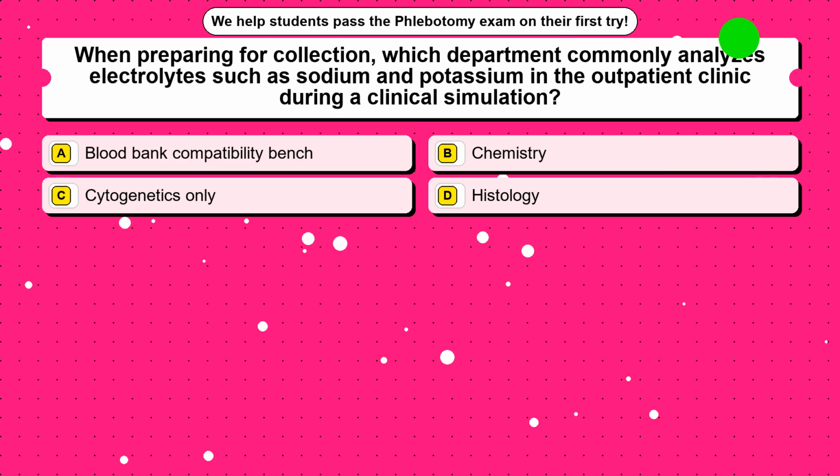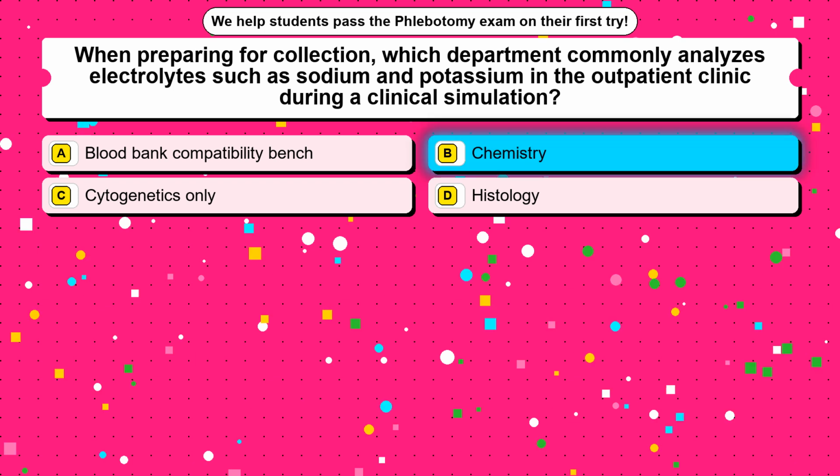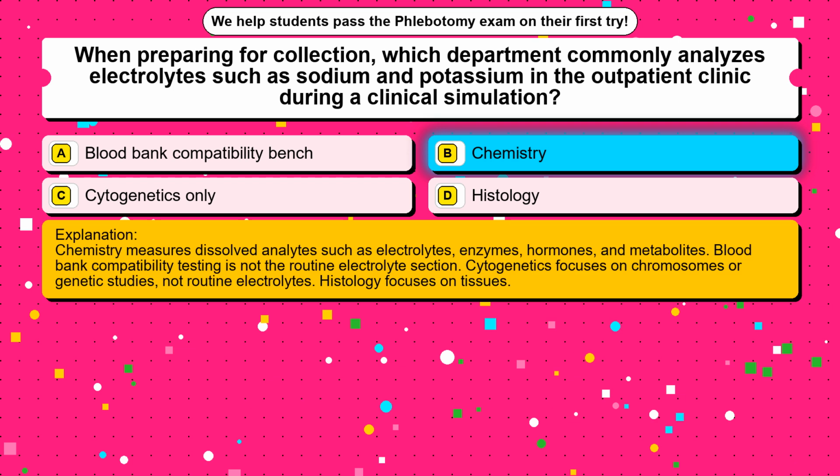Question 82. When preparing for collection, which department commonly analyzes electrolytes such as sodium and potassium in the outpatient clinic during a clinical simulation? Option A. Blood bank compatibility bench. Option B. Chemistry. Option C. Cytogenetics only. Option D. Histology. The correct answer is option B. Chemistry. Chemistry measures dissolved analytes such as electrolytes, enzymes, hormones, and metabolites.